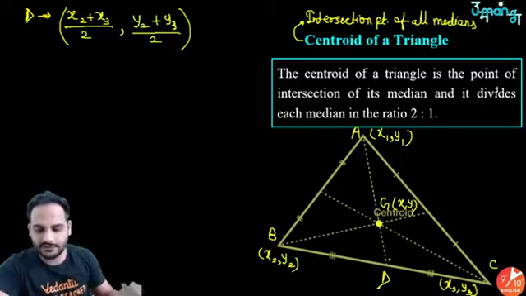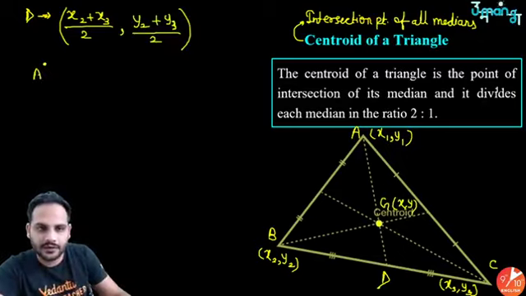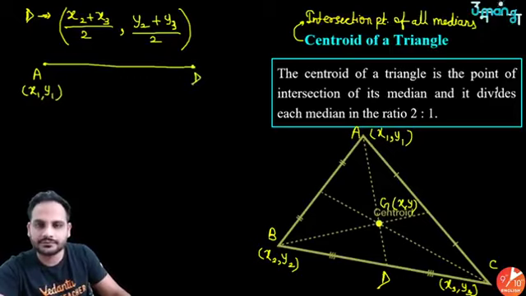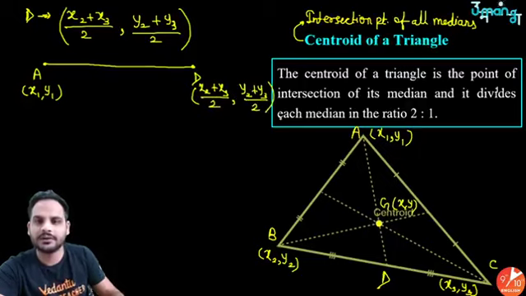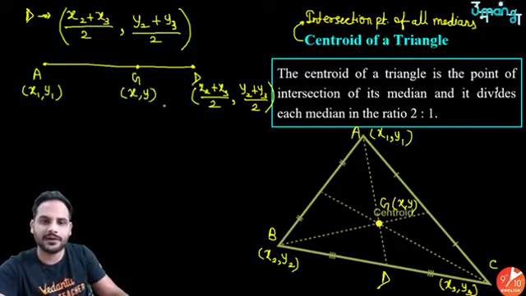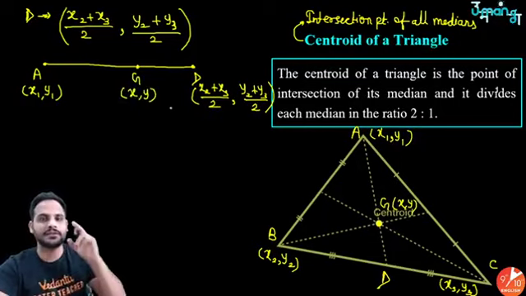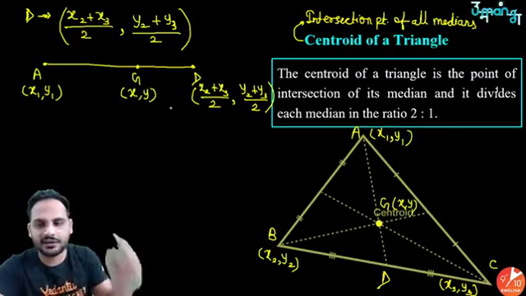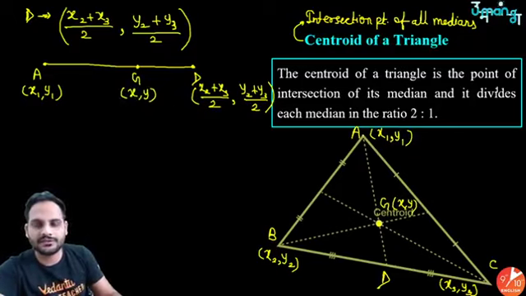Now focus on this median AD. Okay, A, whose coordinates we have as x1 comma y1, then D is over here, whose coordinates we know, है ना, x2 plus x3 divided by 2, y2 plus y3 divided by 2, correct? And in between AD there is a point G, whose coordinates we need to find out, x comma y. So I know that the median, the centroid, divides the median in the ratio 2:1, where 2 is the part which is joined to the vertex.